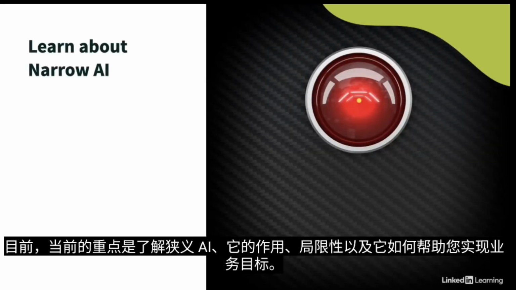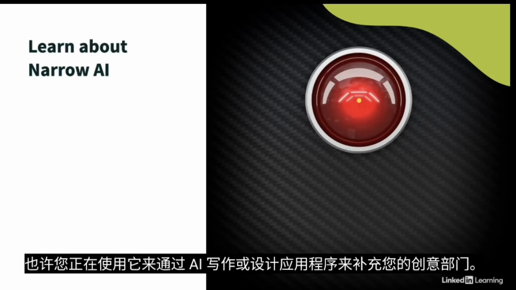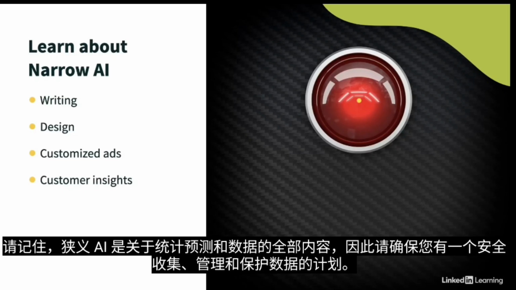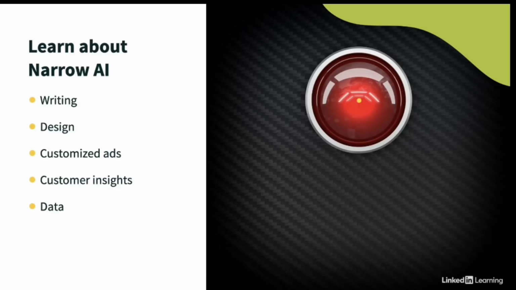Right now, the current focus is getting a handle on narrow AI, what it does, its limitations, and how it can help you achieve your business goals. Perhaps you're using it to supplement your creative department with an AI writing or design app. Maybe it's helping you customize your digital ads in real time, or you could be looking for trends from your analytics data to get insights on customer behavior. Just remember, narrow AI is all about statistical predictions and data, so be sure you have a plan in place to safely collect, manage, and protect your data.